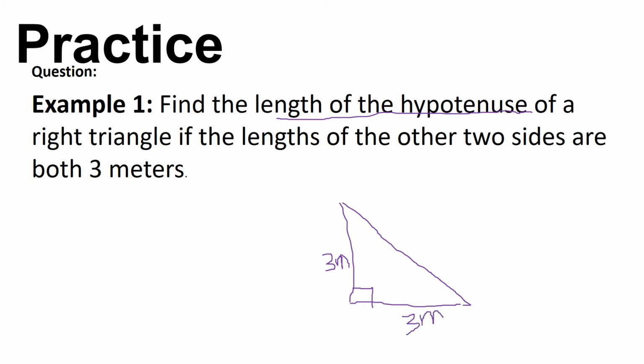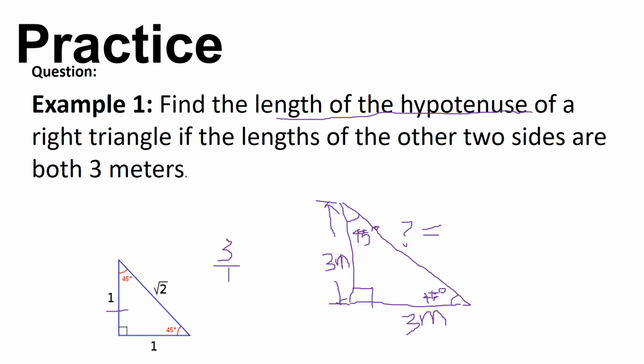So if the sides are both 3 meters, then it would follow that the angles opposite to the sides are also equal. That could only mean that this is a 45, 45, 90 triangle. So the question is, if both sides are 3 meters in length, what is the length of the hypotenuse? This is obviously a 45, 45, 90 triangle, and the ratio for the sides would follow 1 is to 1 is to square root of 2. So the multiplier would be 3 divided by 1, that's equal to 3.